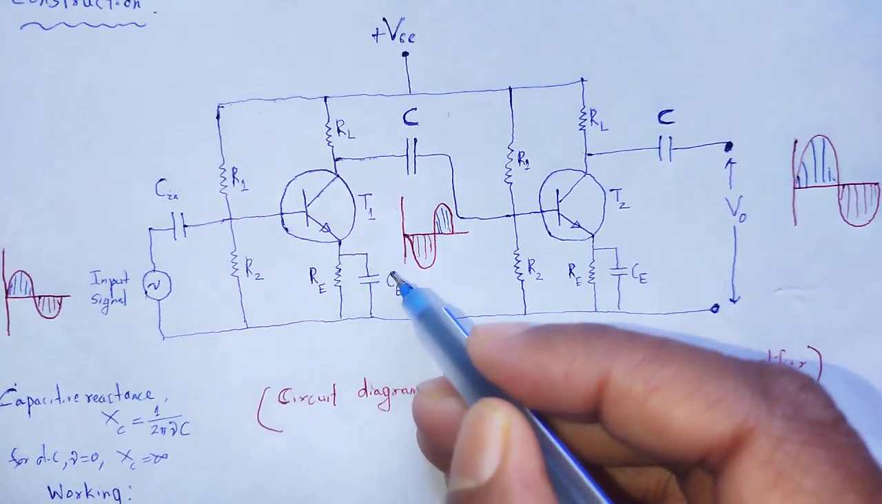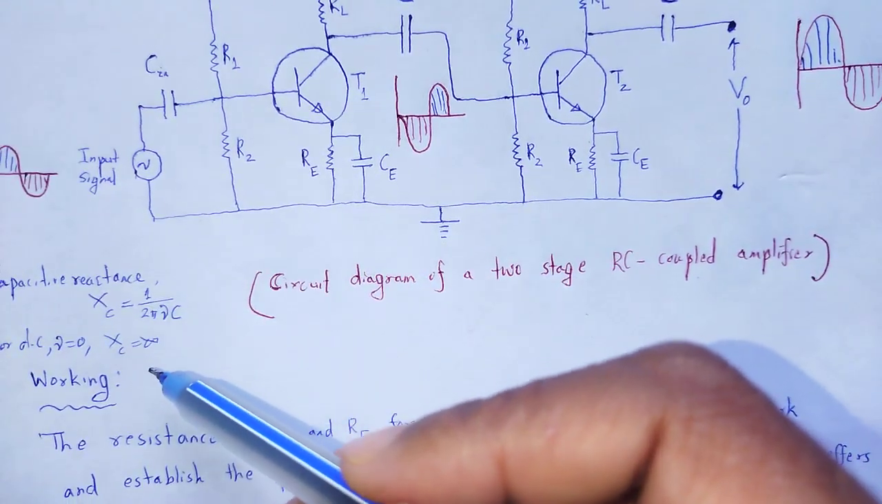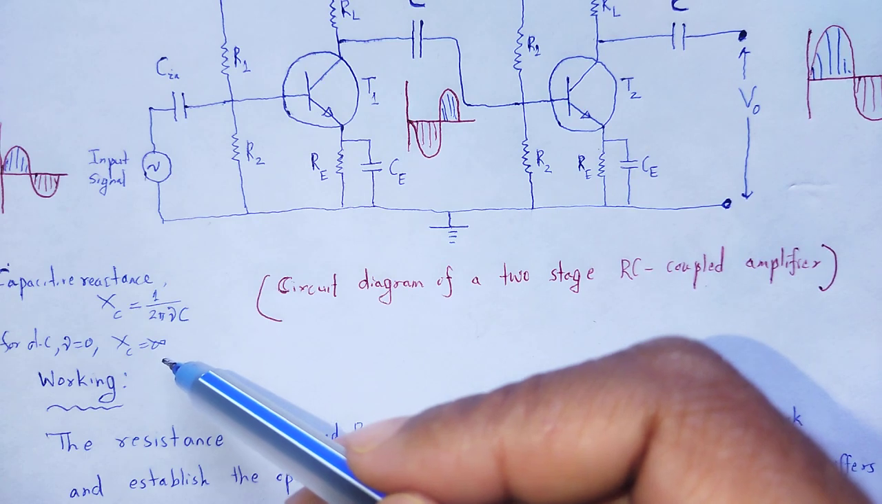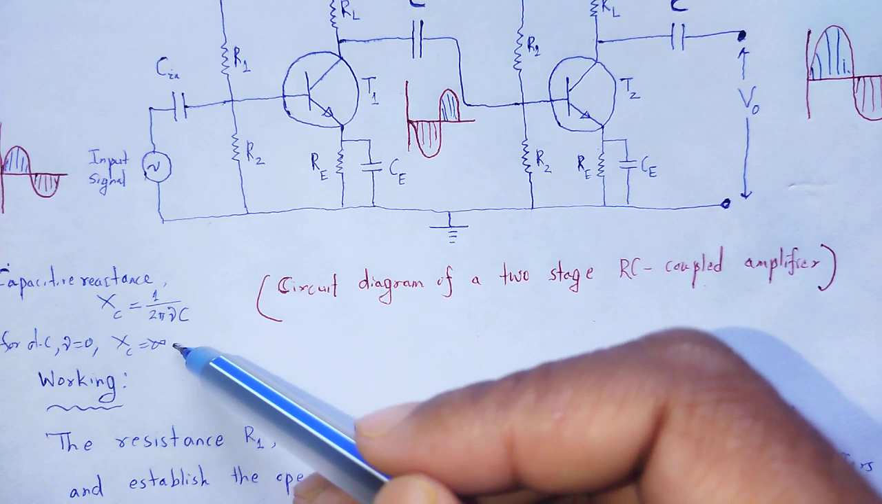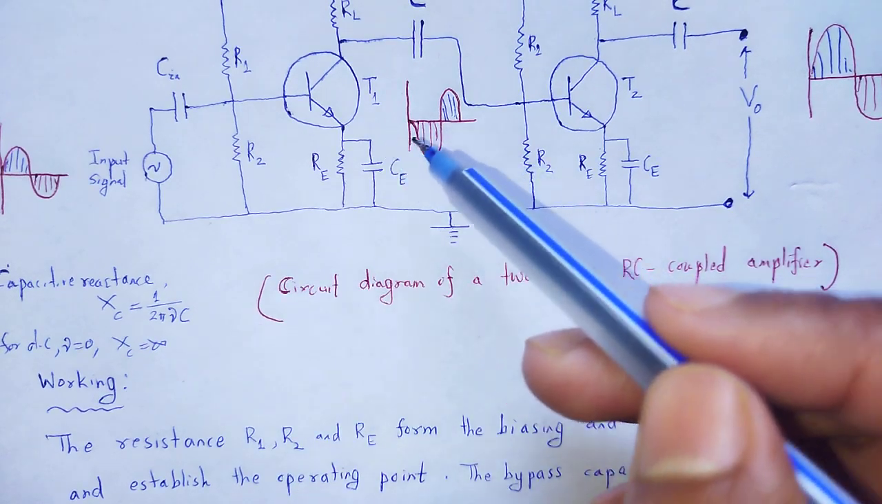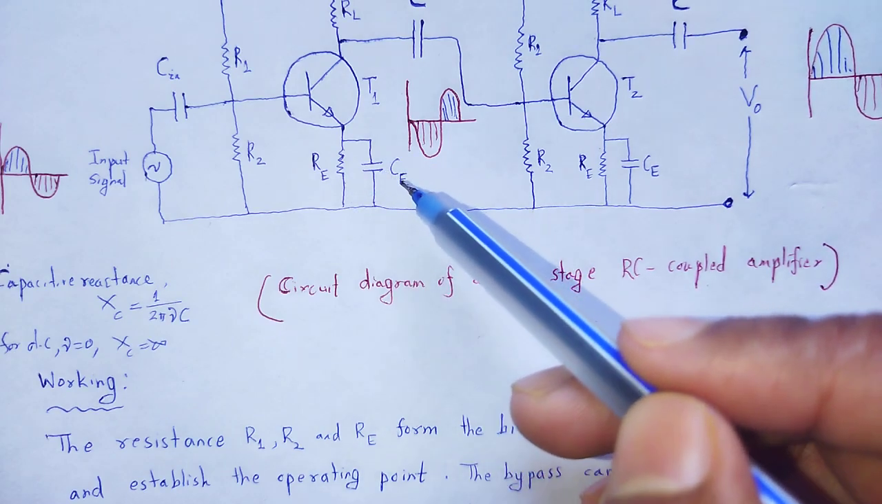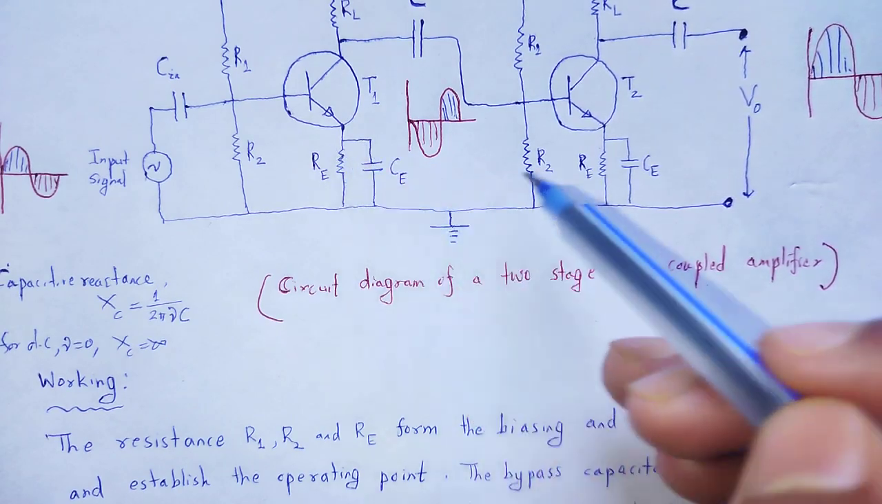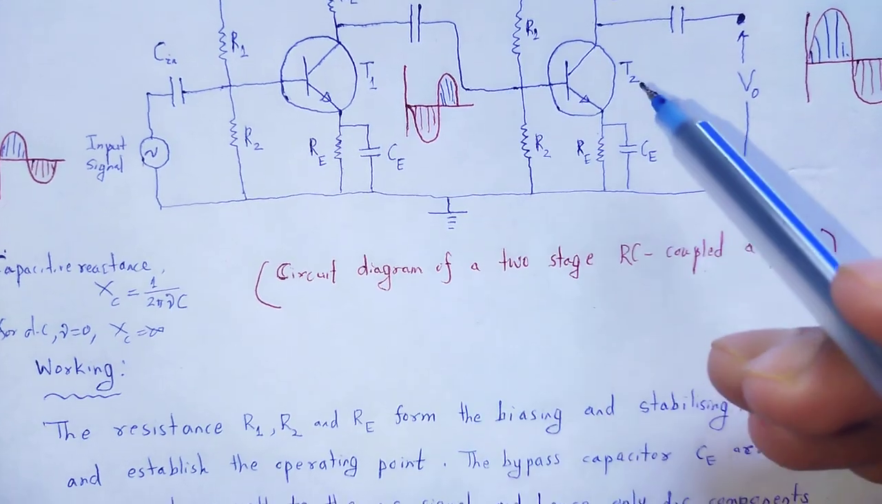Across Re, we use Ce because, as we show mathematically, a capacitor opposes DC and allows AC through it. For that reason, we use Ce across Re in the case of transistor 1 and transistor 2.